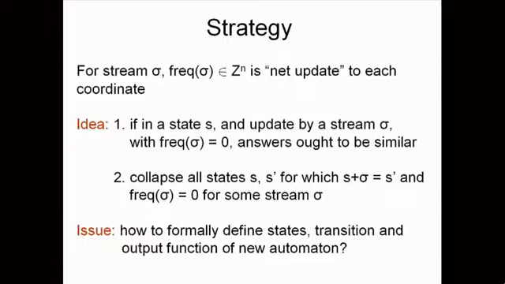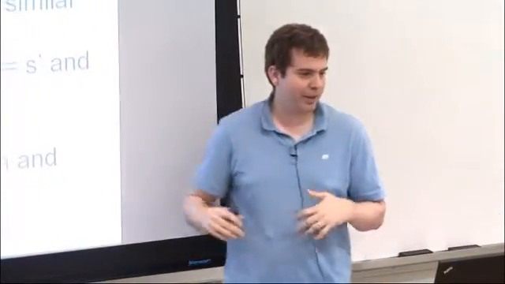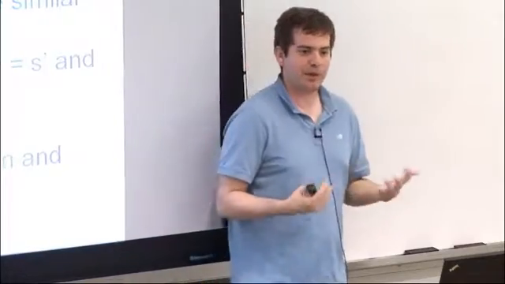Okay, so the issue is how to formally define the new states, the states of the new automaton, the transition function, and the output function, and to guarantee that overall we have a correct algorithm.